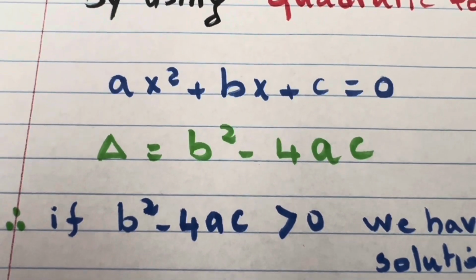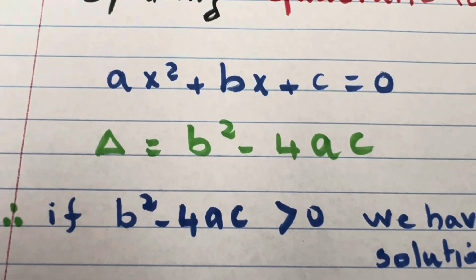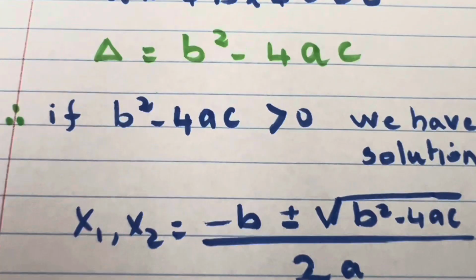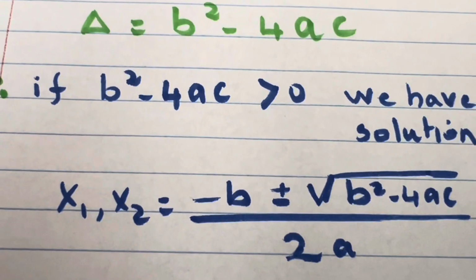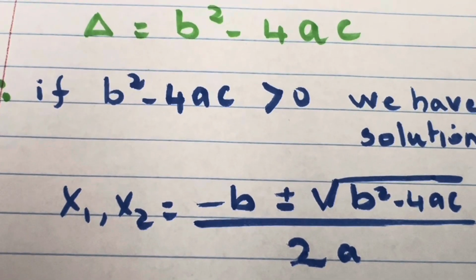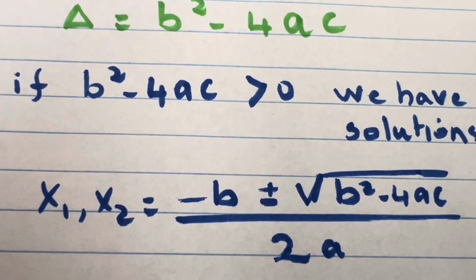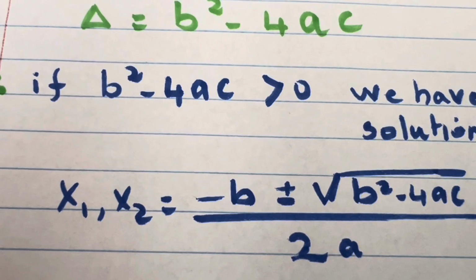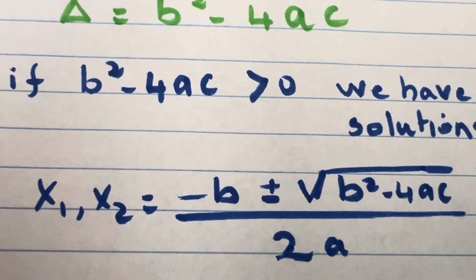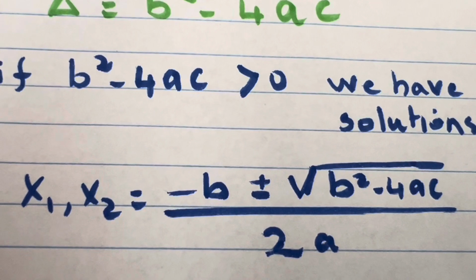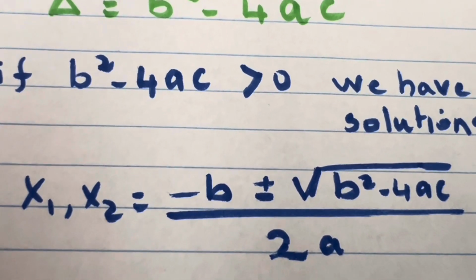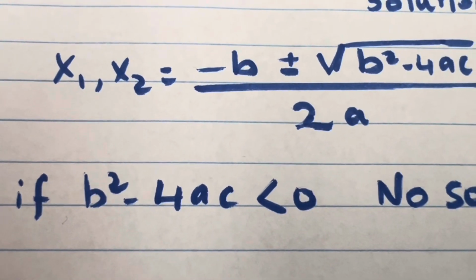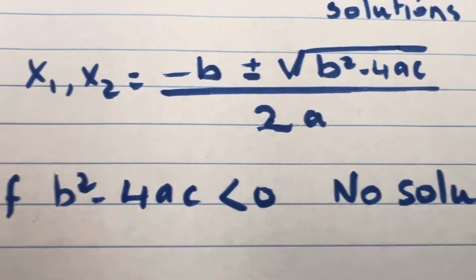Now, if b squared minus 4ac is greater than 0, we have two solutions, x1 and x2. x1 equals minus b plus square root of b squared minus 4ac over 2a, and x2 equals minus b minus square root of b squared minus 4ac over 2a. In case b squared minus 4ac is negative, there is no solution.